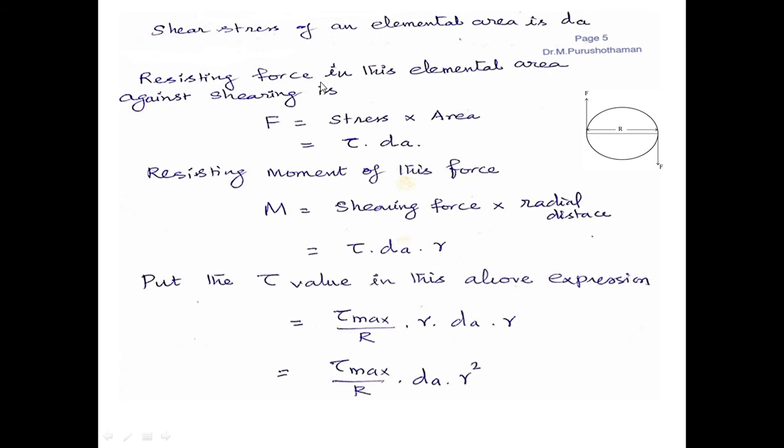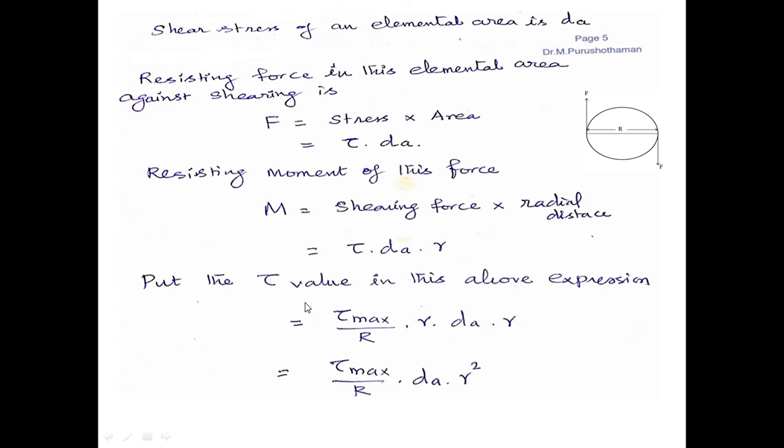So the resisting force in this elemental area against shearing. What is the shearing force of that elemental area? Stress into area. What is the stress? Shear stress. What is the area? dA. So the resisting force is tau into dA, right? So what is the resisting moment? Moment is nothing but force into perpendicular distance. Here the force is the shearing force, and the distance is the radial distance. So the shear force is tau into dA, and the radial distance is small r, because we consider a small strip, right?